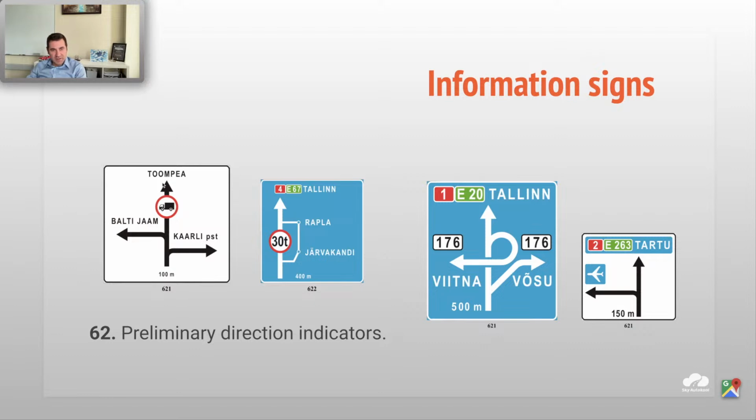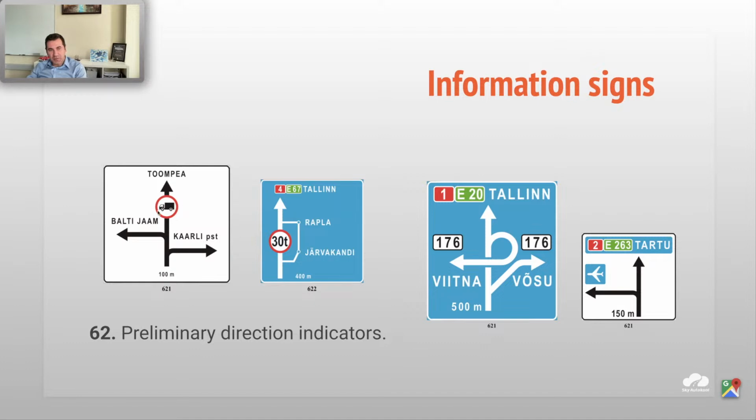And what else? Well, the text on the sign. On the first one, it tells you the name of the street. For example, if you turn to the right, you will get to Kaarli Boulevard. Puiestee means boulevard in Estonian. If you go straight, you will get to Toompea, the city center. If you turn left, you will get to Balti Jaam, which is our railroad station in Tallinn.